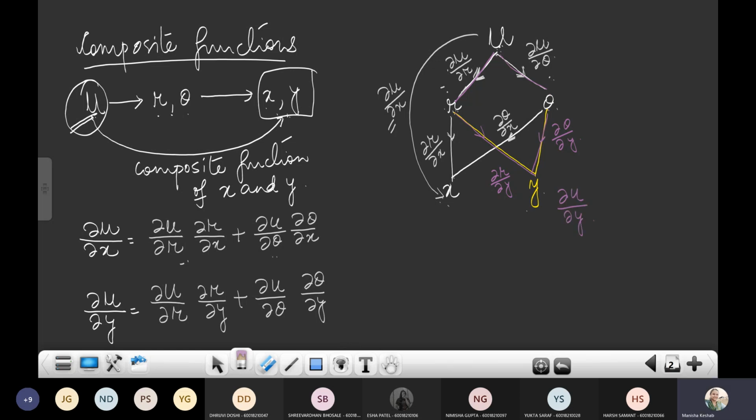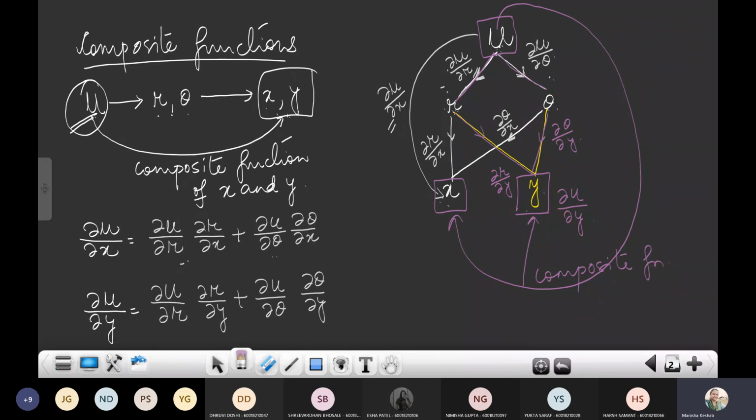And always with a composite function, that first one we will consider, and the last variable at the bottom, whatever variables are there, that we will be considering. So here we will say that u is a composite function of x and y.